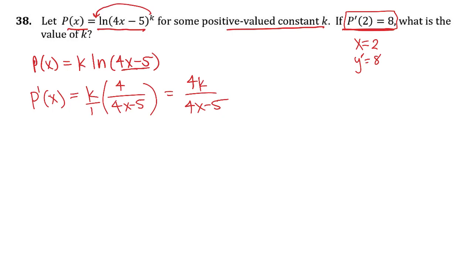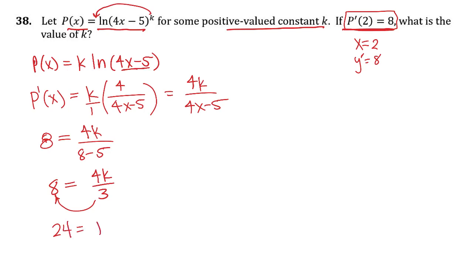So let's come over here and look. Well, p prime at x, we're going to change that to be 8 equals 4k, because again, k is the constant that we're looking for, over, and I'm going to plug in a 2 for x, so that's going to give me 8 minus 5. So here we have 8 equals 4k over 3, and so to solve for k, remember we would multiply that 3 over, so we have 24 equals 4k, so it looks like k is going to have to be 6.